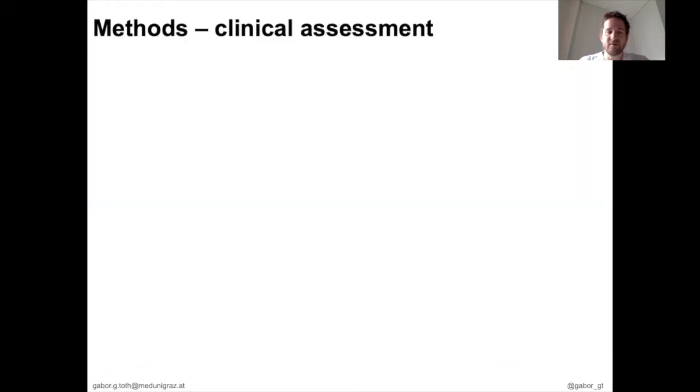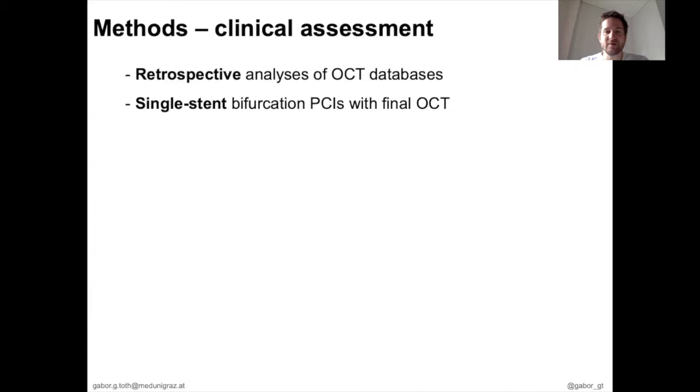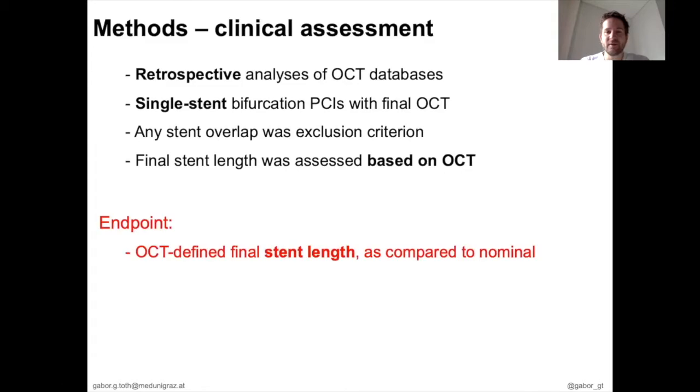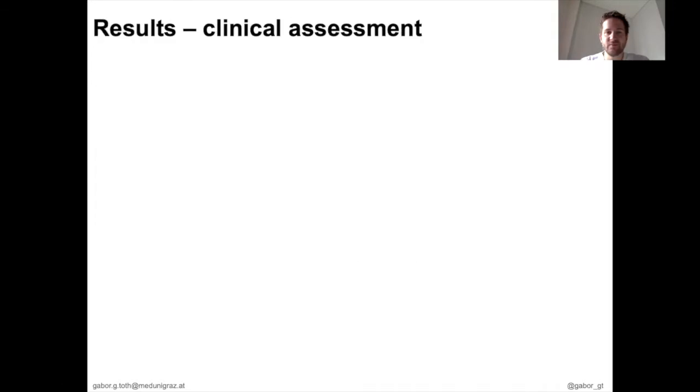With these bench findings, we also wanted to understand whether this is just a bench finding or it has real clinical relevance. It can be observed in human cases as well. So we went back to our OCT databases collecting single stent bifurcation PCI cases, which were done by OCT guidance. We excluded all the cases with stent overlap as well as cases where visualization of the stent length was not good enough for analysis. And we measured final stent length based on the OCT, comparing that to its nominal value.